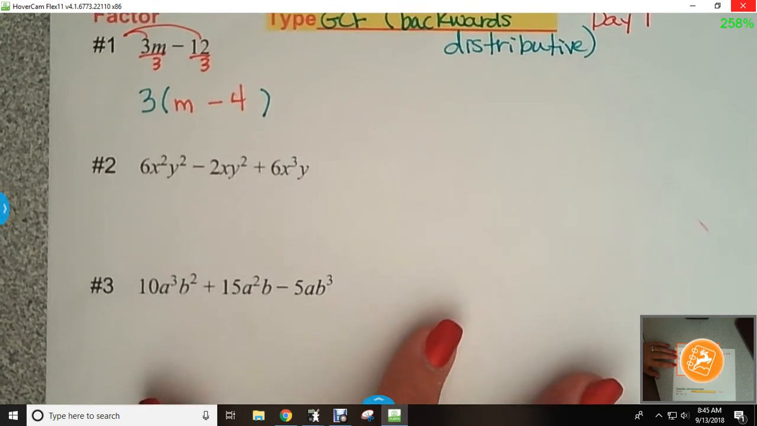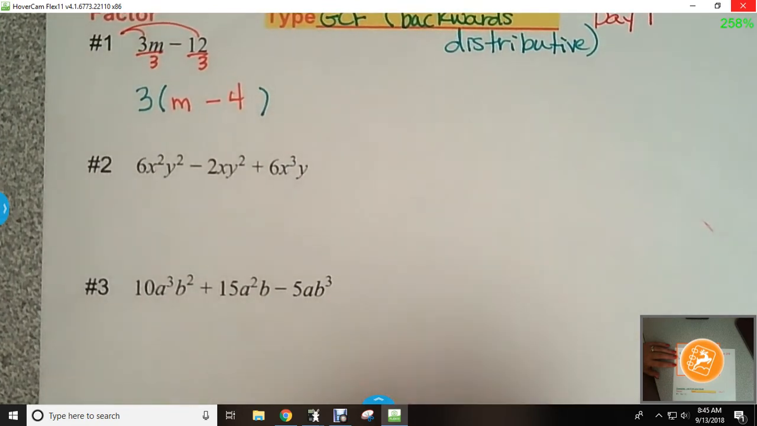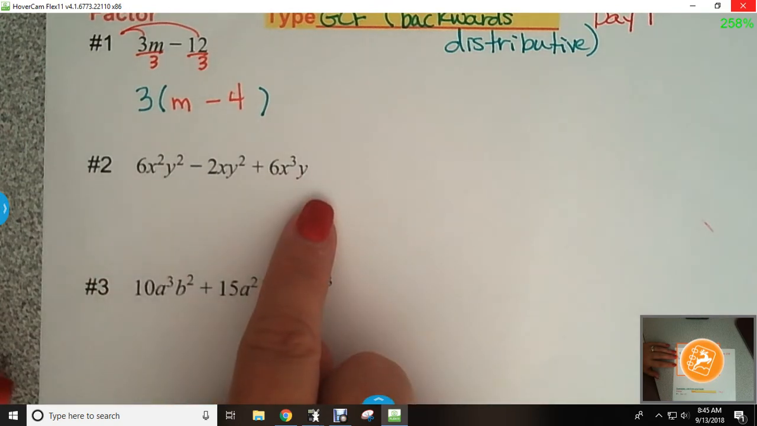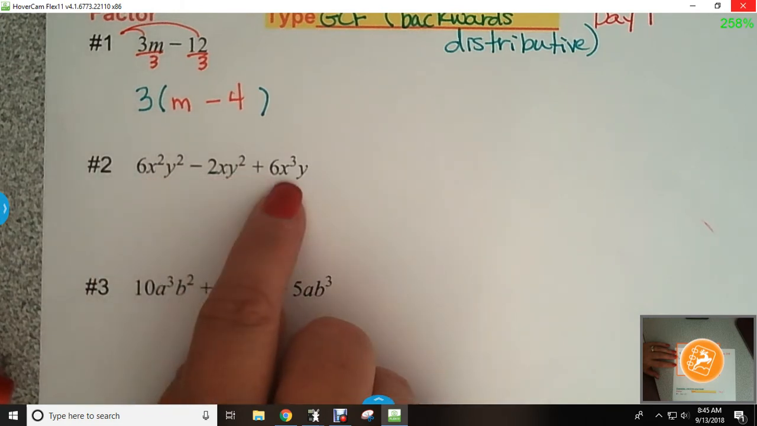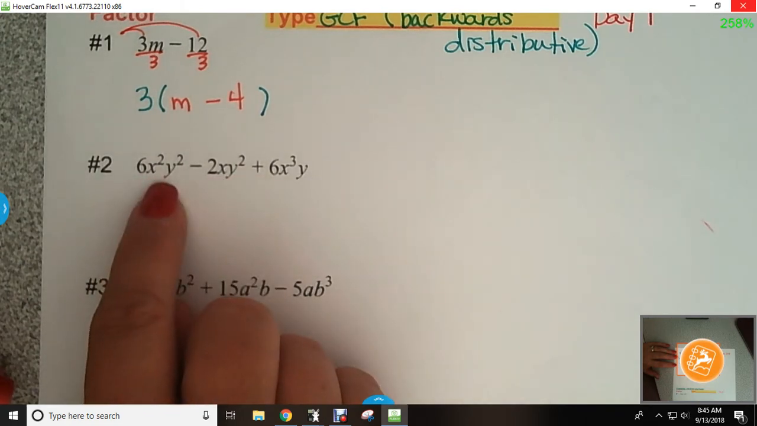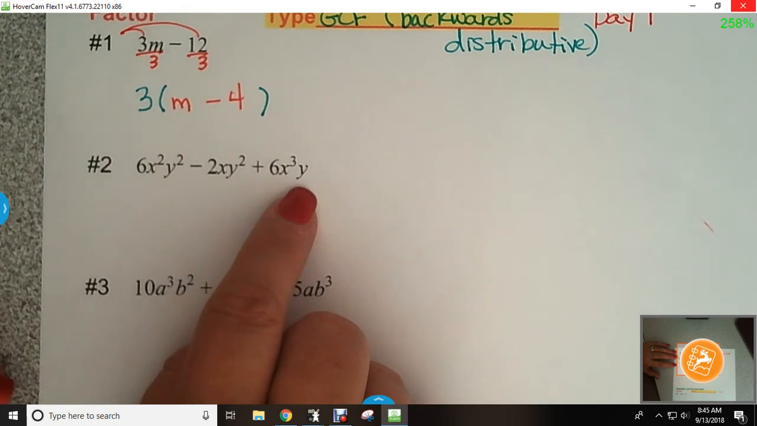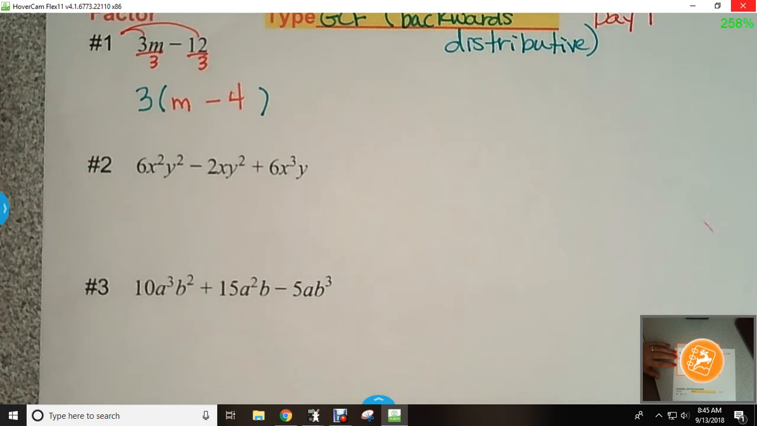All right, problem number 2. I have numbers in 3 different terms. I also have an x variable in all 3 terms and a y variable in all 3 terms. So my GCF this time is going to be a little bit different. I'm going to have to work a little bit harder for it.